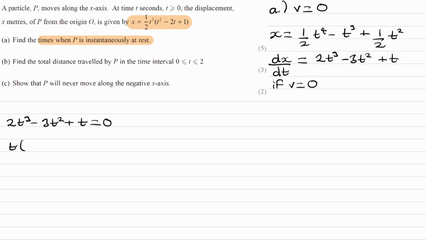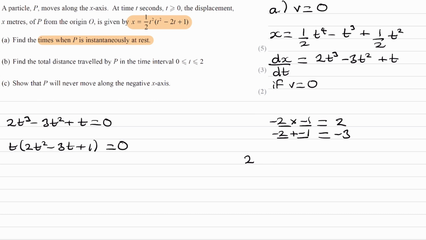So factorize out t. And then we can factorize the quadratic that we have here. So we're looking for two numbers that times together to give a times c, which is 2 times 1. A times c is 2. And we're looking for two numbers, the same two numbers, that add together to give b, so minus 3. Those two numbers would be minus 2, minus 1. So then we can rewrite the quadratic as 2t squared minus 2t minus t plus 1. So we're rewriting the minus 3t as this.